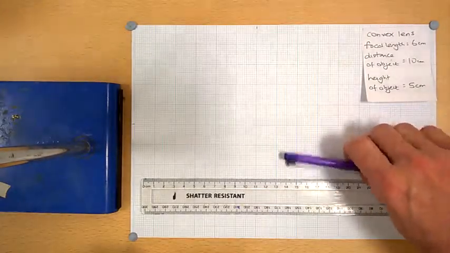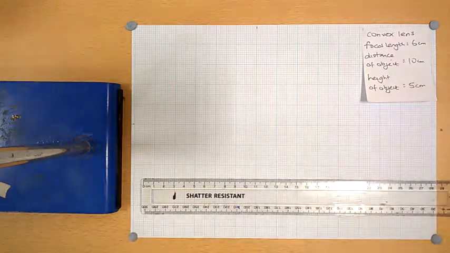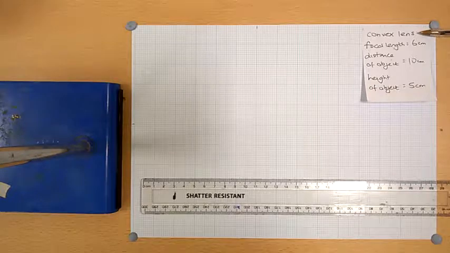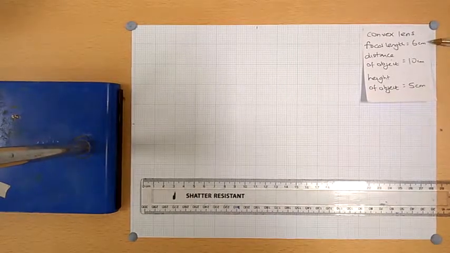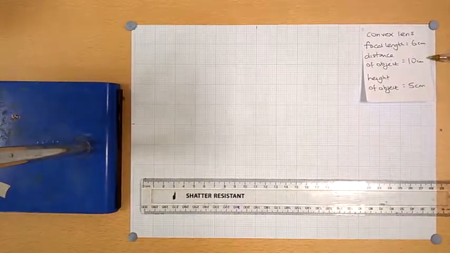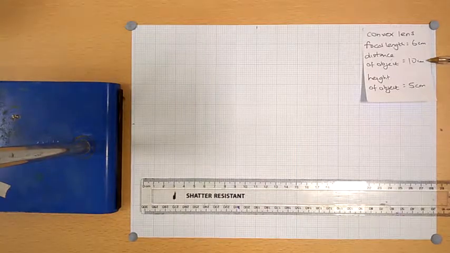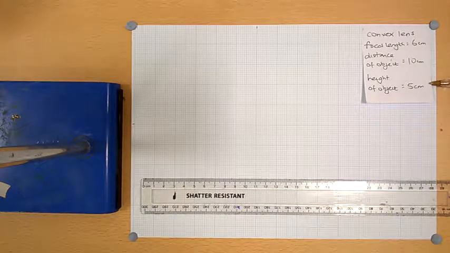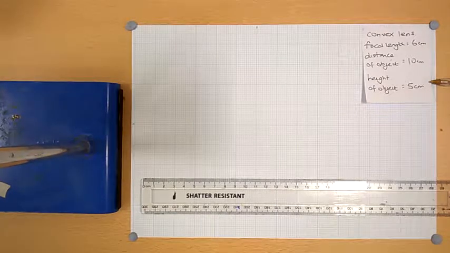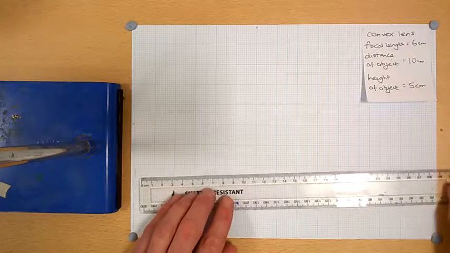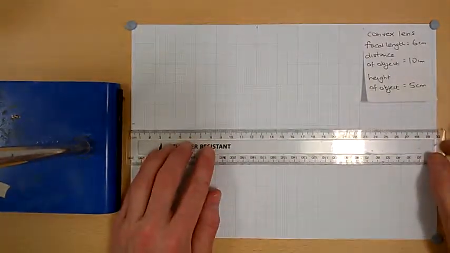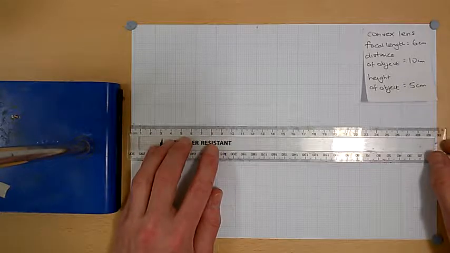Okay, so in this video we are going to look at the image formed by a convex lens. It's going to have a focal length of 6 centimeters. We're going to have our object 10 centimeters away from the lens, and the height of the object is going to be 5 centimeters. Okay, in real exam questions, some of this might be done for you, but I just want to show you how to do the whole thing from scratch if you ever needed to.